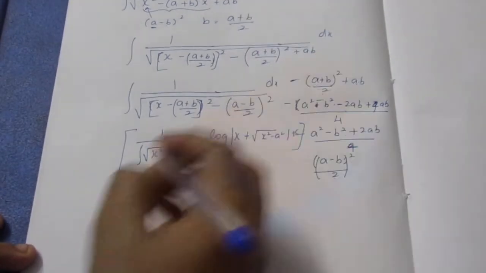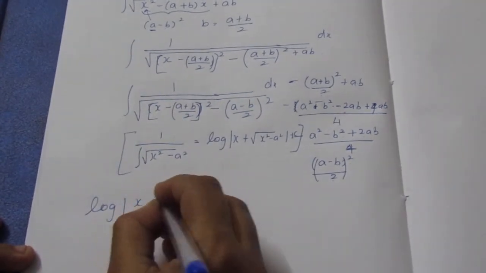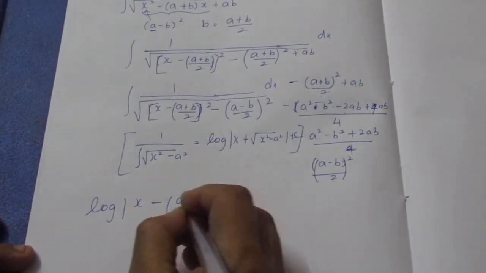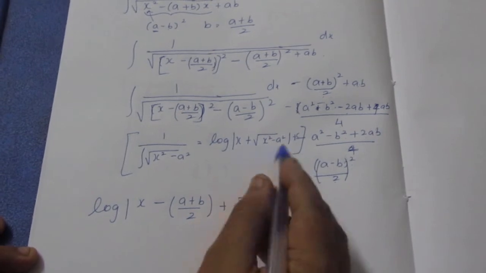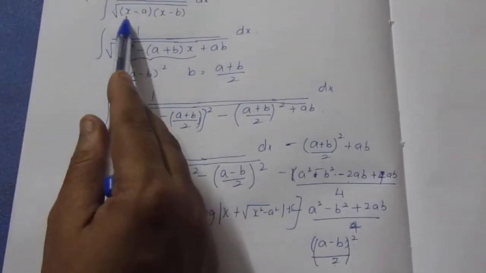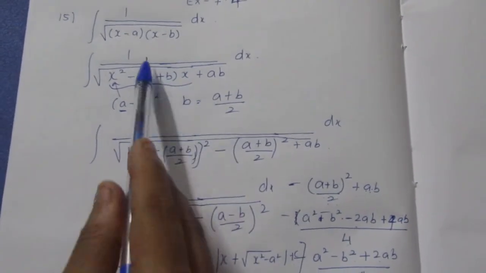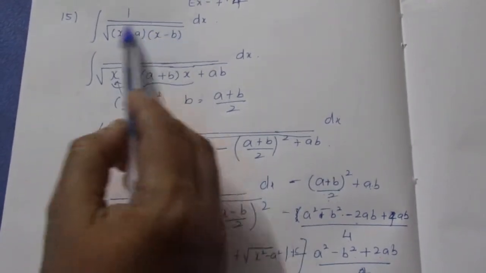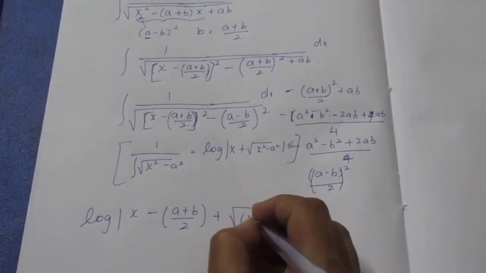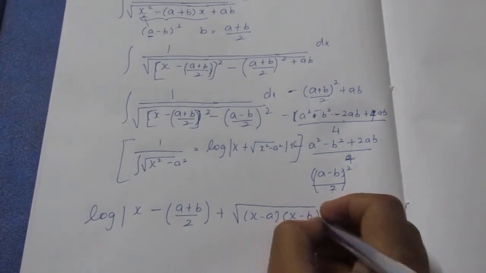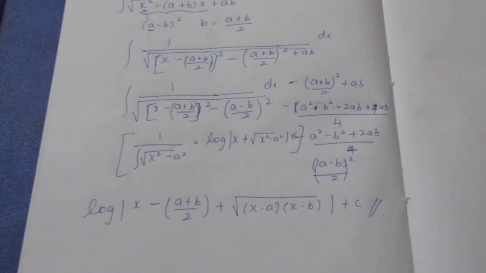For integrating this, we will get log mod, in the place of x we will write x minus (a plus b) by 2, plus root of, here for this root value we can directly write the question, because this is nothing but what we got as the question. So we have modified this, and the final will be your x minus a into x minus b, mod, plus c. This will be your final answer for the sum. That's all with the sum. Thank you.